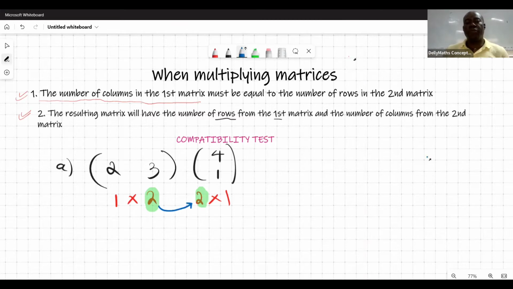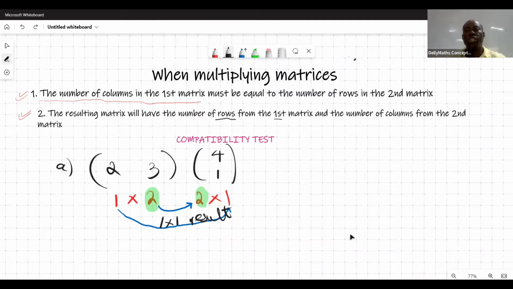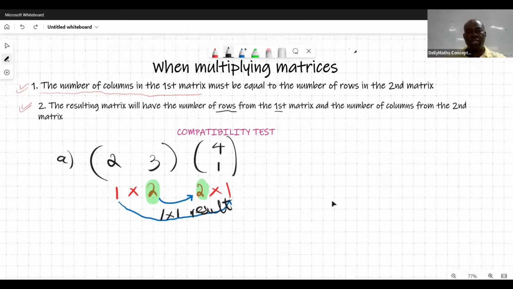The result of the matrix would be, as you could see, the rows from the first matrix and the columns from the second matrix. So we're looking for a matrix of the order 1 by 1 for the result. That's basically what we're talking about when we're looking at the compatibility test. We write down the order of the matrices, and then we look to see. Normally I'll say that if the two inner numbers are the same, yes, we can work. And then the two outer numbers will give the new shape, or the new order, of the result.